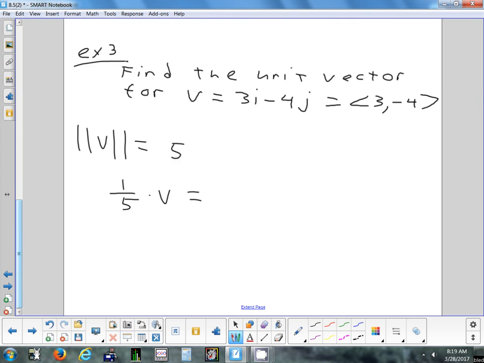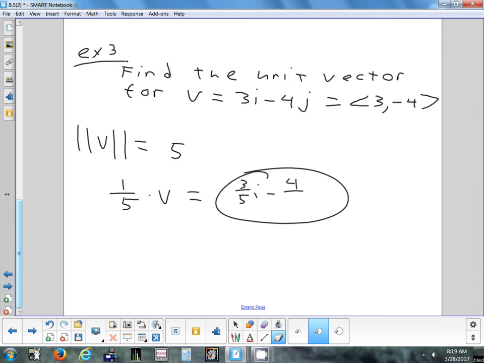So what would be my answer? Yep. 3/5 i minus 4/5 j. Or if you wanted to do it with the brackets, it's 3/5 comma negative 4/5 in the brackets. That's it. That's all you have to do to find a unit vector.